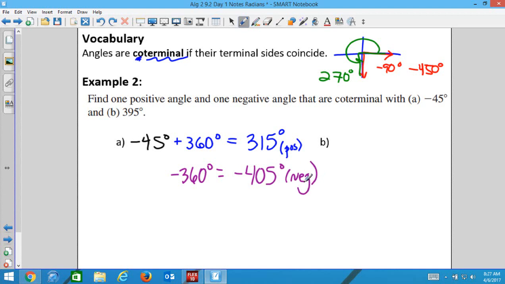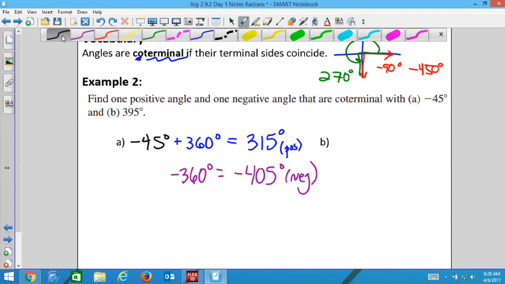Notice how I wrote degree symbols after every single one. Because if you don't write degrees, it means radians, and these are not radians. You haven't learned what radians are, maybe last year, but you haven't reviewed it this year. So question B is 395 degrees.